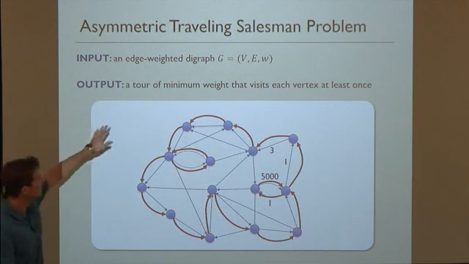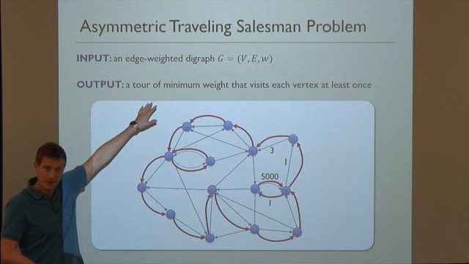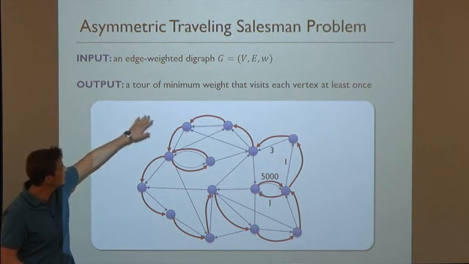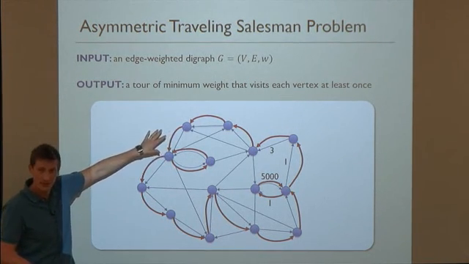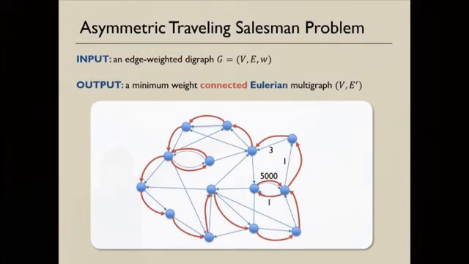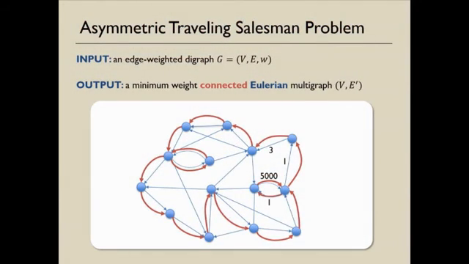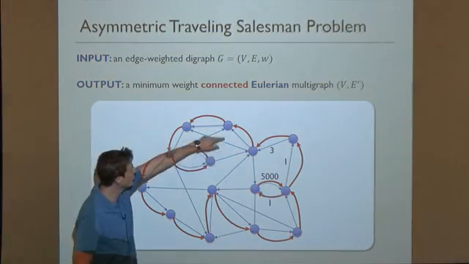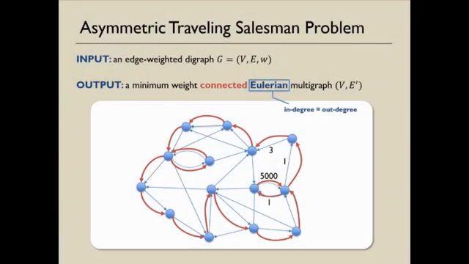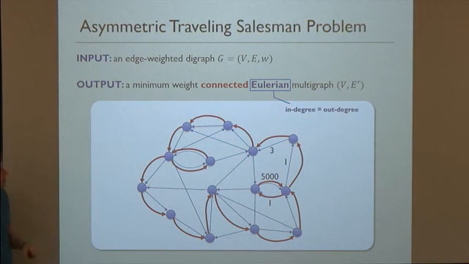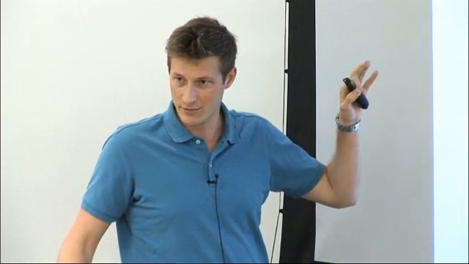So let me redefine this in an equivalent way using graph theoretical notions. What do we want to find? We want to find a subset of the edges so that the graph is connected, because we want to visit each vertex. And it should be Eulerian, so it should correspond to a tour. Here Eulerian means that the in-degree is equal to the out-degree. That's an equivalent formulation. So what we want is a minimum weight connected Eulerian multigraph. I write multigraph because I'm allowed to use the same street many times, so you can have many copies of the same edge. So that's the problem we're going to work with. Any questions?